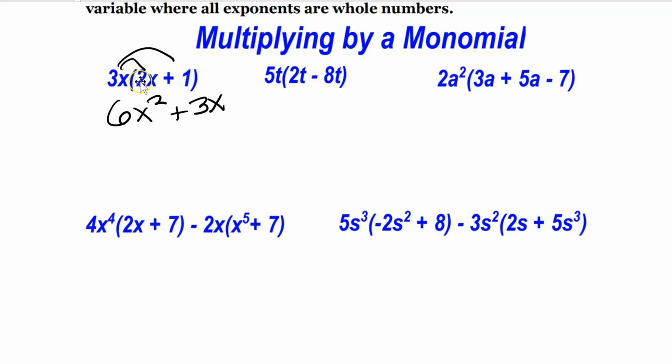So again, 3x times 2x is 6x squared. 3x times 1 is going to give me 3x. So again, in the future, you're going to be given this, and you have to produce that. It's coming real soon, y'all. Coming to a day near you.